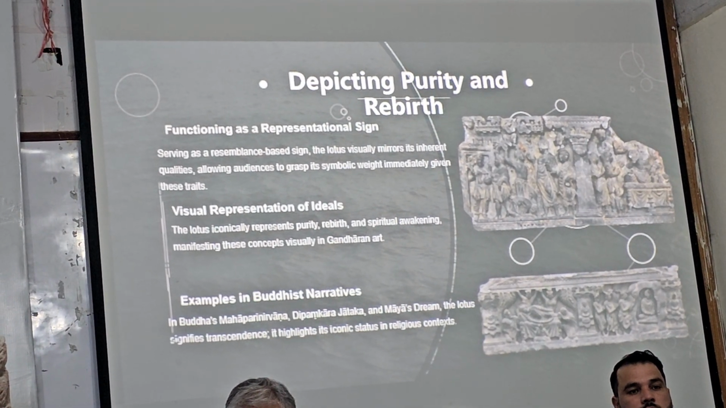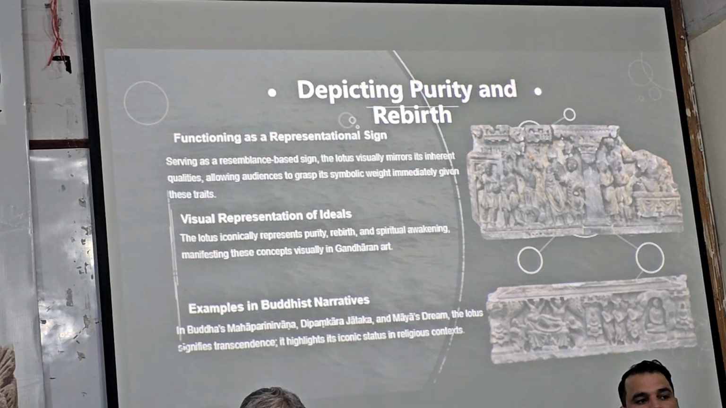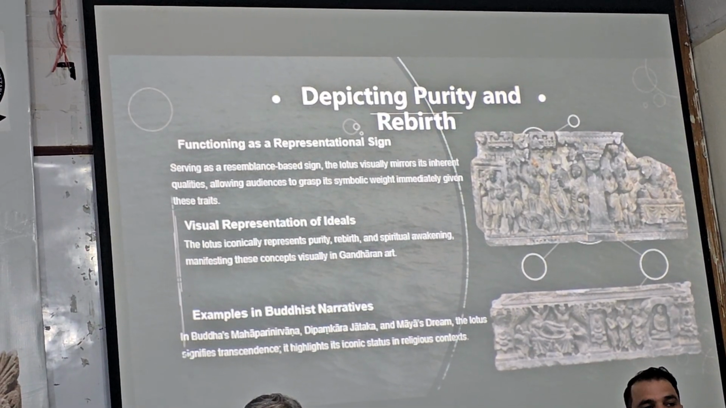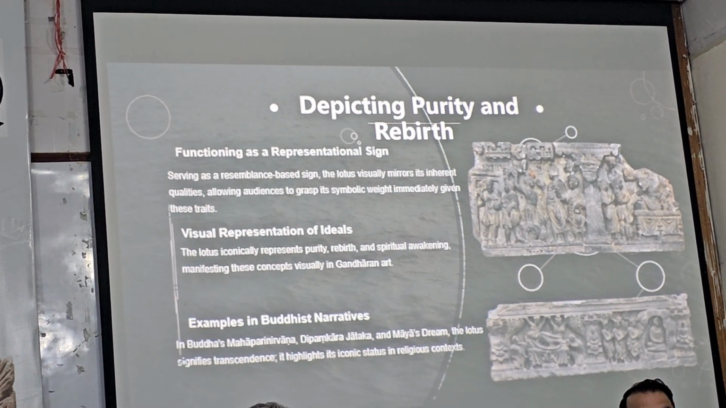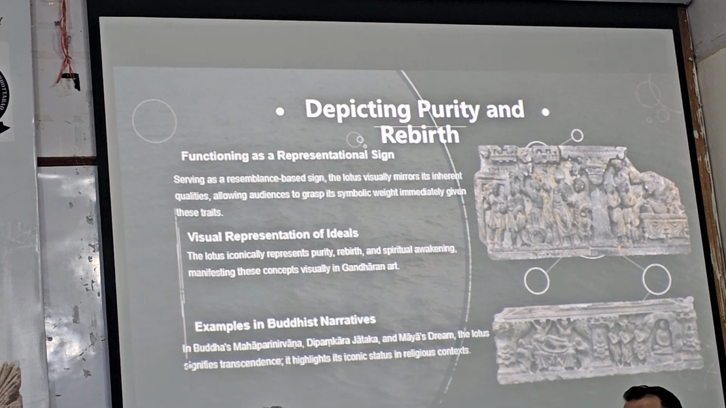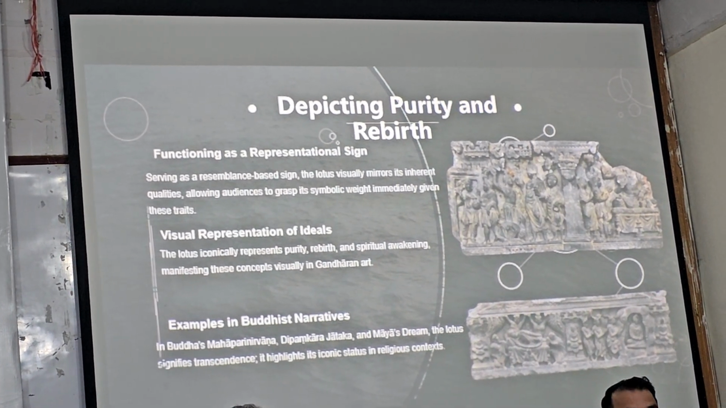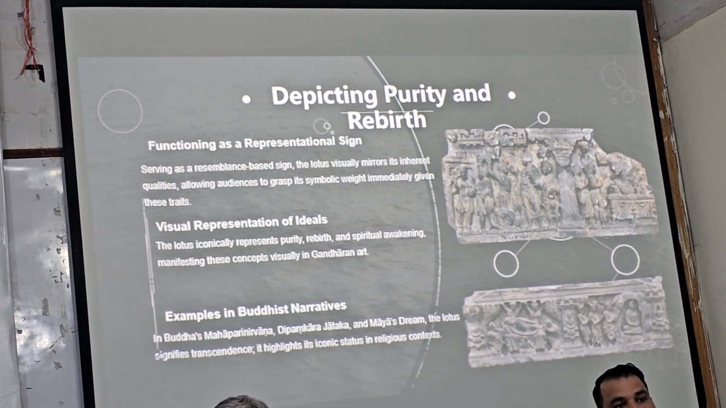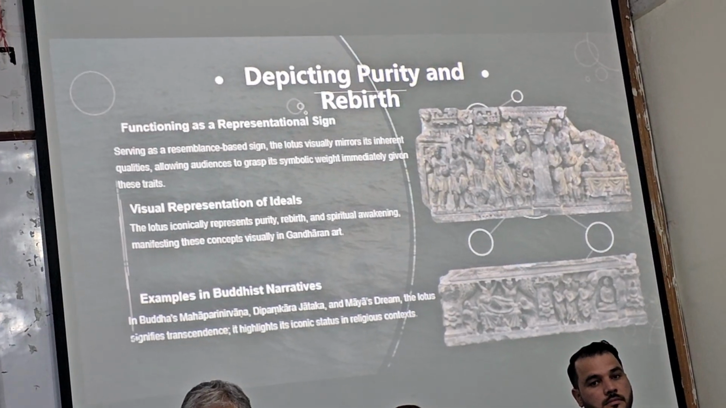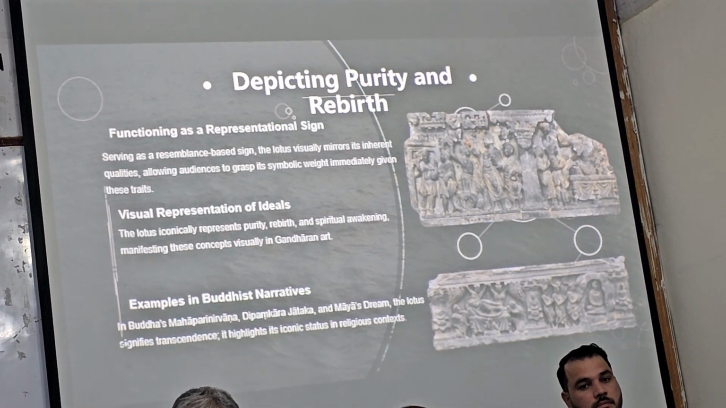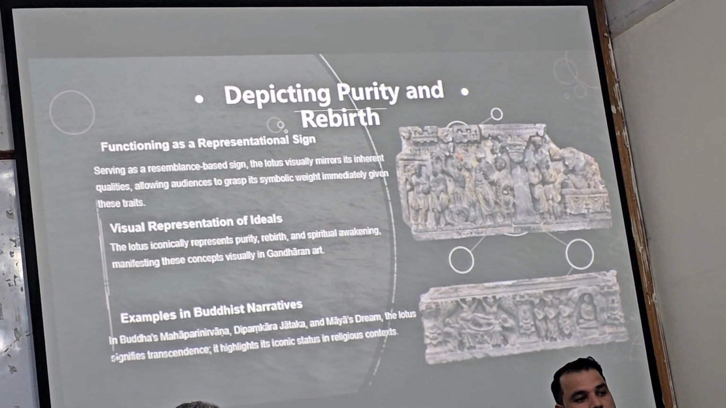As a visual representation of ideas, the lotus iconically represents purity, rebirth, and spiritual awakening, manifesting all these concepts visually in Gandhara art. In the Buddha's Mahaparinirvana, the Vessantara Jataka, and Maya's dream, the lotus signifies transcendence, and it highlights its iconic status in the religious context.